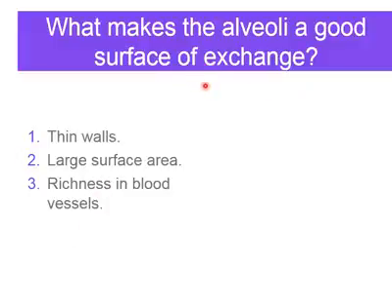The same happens in the villi. If you remember, in the small intestine, they have thin walls, they have a large surface area, and they are rich in blood vessels, which makes them a good surface of exchange.